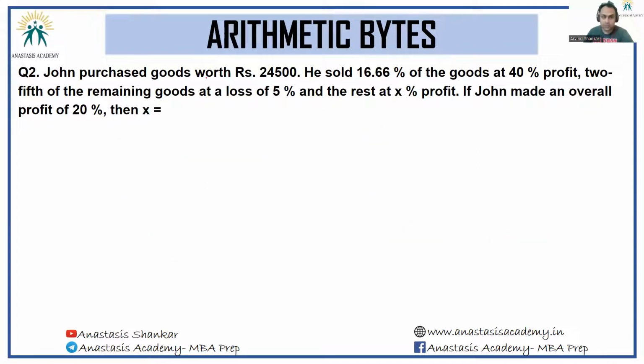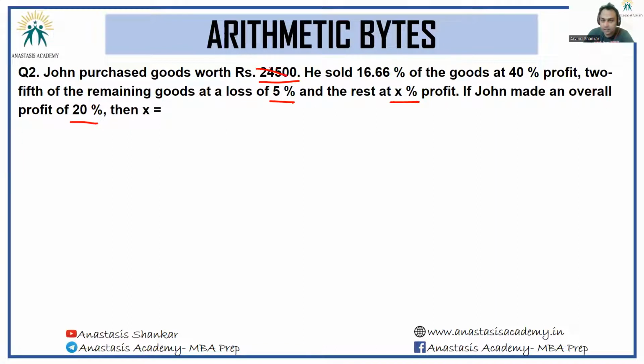Next, John purchased goods worth 24,500. He sold 1/6 of the goods, 16.66% of the goods, at 40% profit, 2/5 of the remaining goods at a loss of 5%, and the rest at X% profit. If John made an overall profit of 20%, then X is equal to.